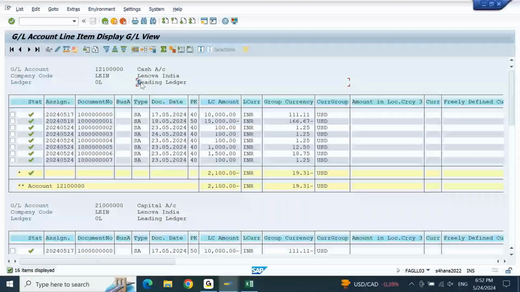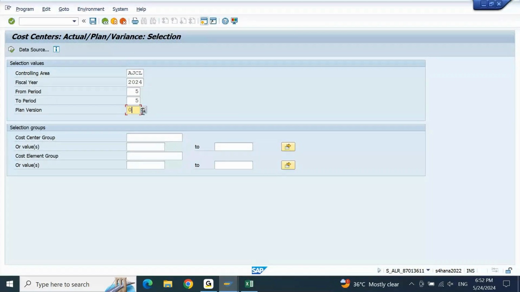Similarly, when it comes to CO, whenever you generate any CO report, the way you have a standard ledger, there is a standard version which is nothing but 0. It is more or less similar to ledger. Leading ledger, standard version 0L, 0. There you can create a non-leading ledger for additional reporting requirement. Here you can create additional versions for your reporting requirement. The way you are creating non-leading ledger, in the similar way you are creating the additional versions for your planning purpose.